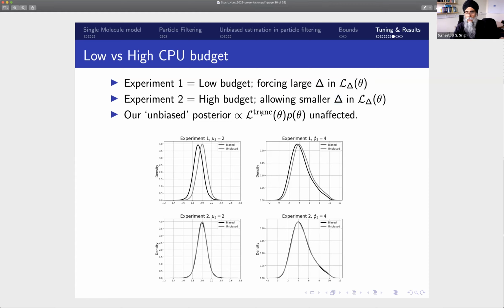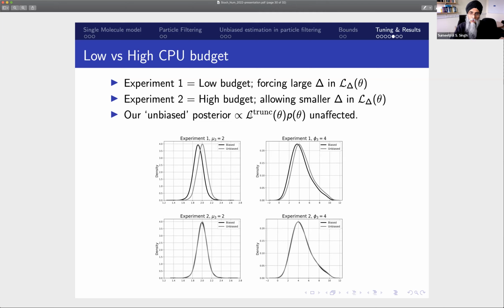And our method essentially will work under low CPU budget or high CPU budget, not tuned in any way. We just calculate delta to make sure the probability of encountering a negative weight is minuscule. Okay, and as you can see, the light gray plot is our method under both high and low CPU budget. Under the low CPU budget, this naive method is fairly biased. The dark plot is the posterior for some parameters, and it's shifted quite a bit.